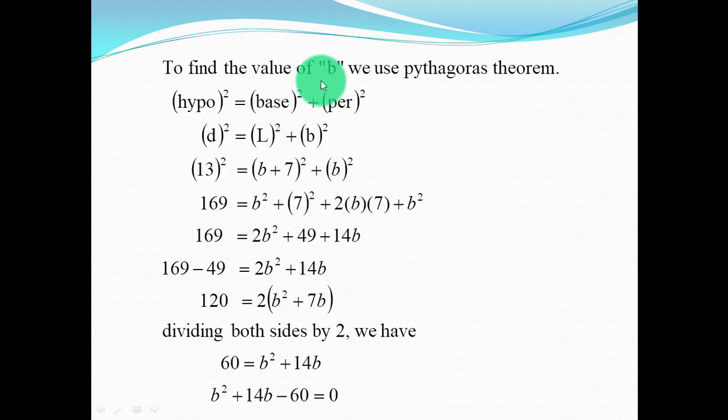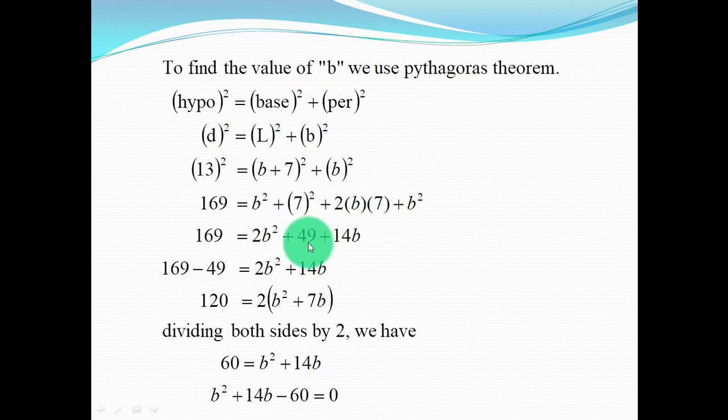Again, to find b we can use the Pythagoras theorem and put in the values. The hypotenuse is denoted by d, the base is denoted by l, and the perpendicular is denoted by b, which is the unknown. The value of d is 13 and the value of l is b plus 7. Then the square of 13, which is 169, is equal to b square plus 7 square plus 2 times b times 7 plus b square. One b square plus one b square gives 2 b square, and the square of 7 is 49, and 2 times 7 is 14, into b.